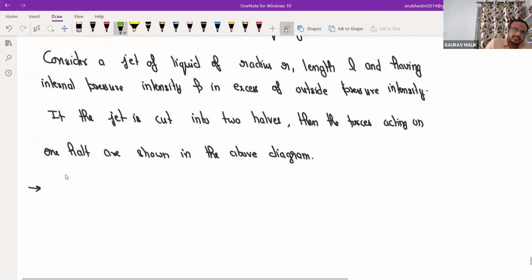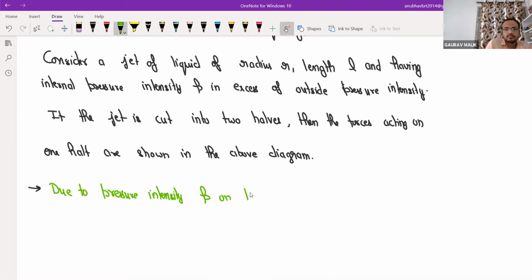So due to pressure intensity P on the projected area, that is 2 pi r into L. I hope it should not be 2 pi r. It should be 2r into L.